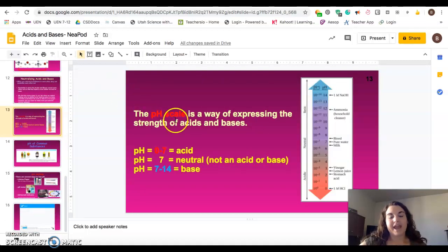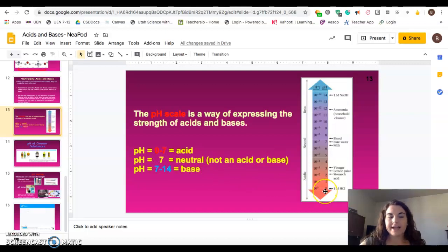Okay, let's jump into what pHs are. A pH scale is a way of expressing the strength of an acid or a base. So if I say, oh, it has this pH, you can easily know, okay, that means it's super strong or it's super weak. So here are the scales. 0 to 7 would be an acid. 7 is neutral, not an acid or a base. 7 to 14 is basic.